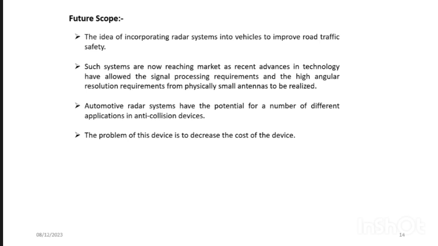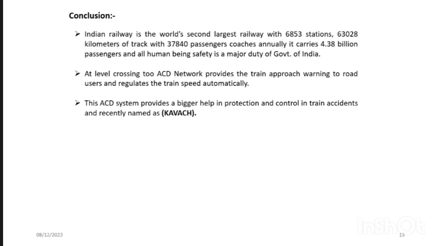Moving to the next slide, here we have the conclusion. Indian Railways is the world's second largest railway with 6,853 stations, 63,028 kilometers of track, and 37,840 passenger coaches. Annually, it carries 4.38 billion passengers, and the safety of all human beings is a major duty of the Government of India. At level crossings, the ACD network provides train approach warning to road users and regulates the train speed automatically. This ACD system provides a big help in protection and control in train accidents and was recently named Kavach.